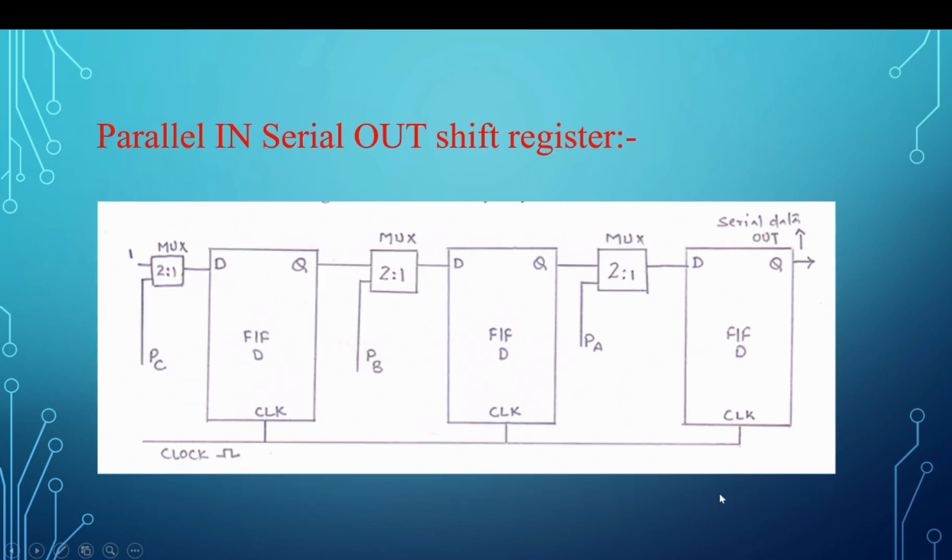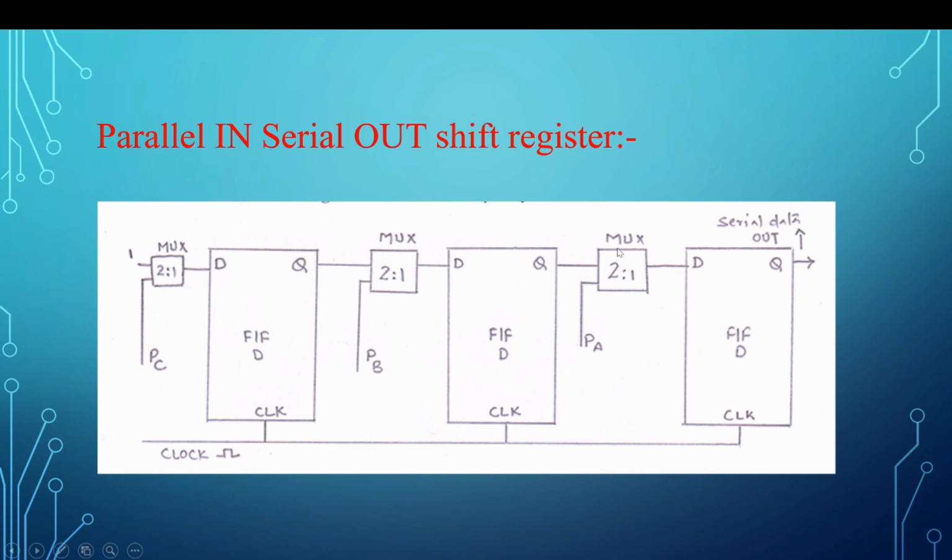Now, the parallel in serial out shift register. Previously, we have seen how input is received. Now, we will see how output is transferred. It consists of a multiplexer, a 2 to 1 multiplexer. This is channel 1, this is channel 2. PA, PB, PC are the 3 bits of the parallel input. Now, I will transfer it serially.